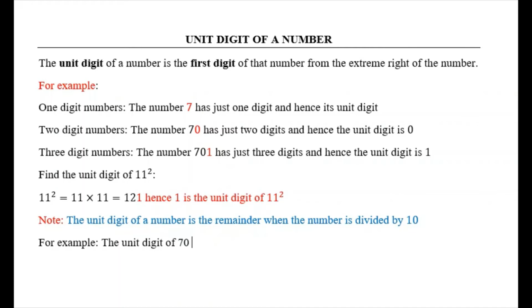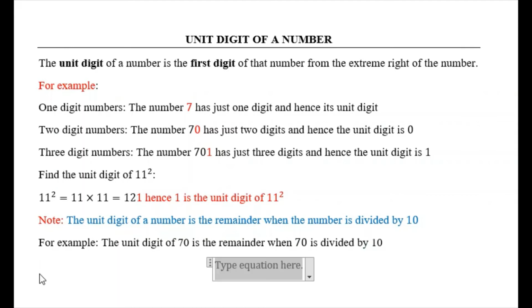the unit digit of 70 is the remainder when 70 is divided by 10. So if I take 70 and divide it by 10, I'm going to get 7, and the remainder is going to be 0, because there is no remainder since 70 is completely divisible by 10. So that is why the unit digit of the number 70 is 0.